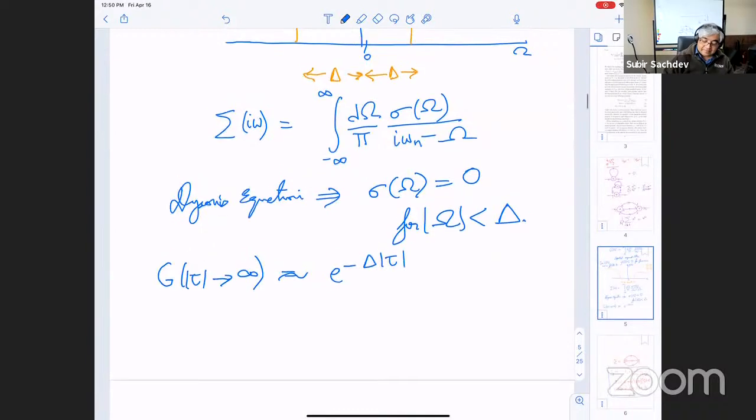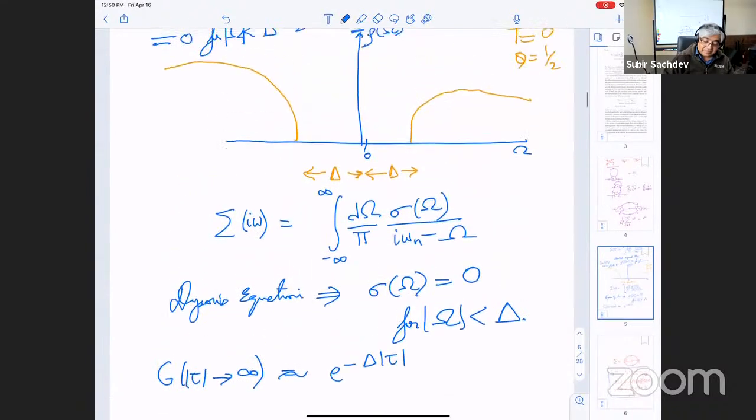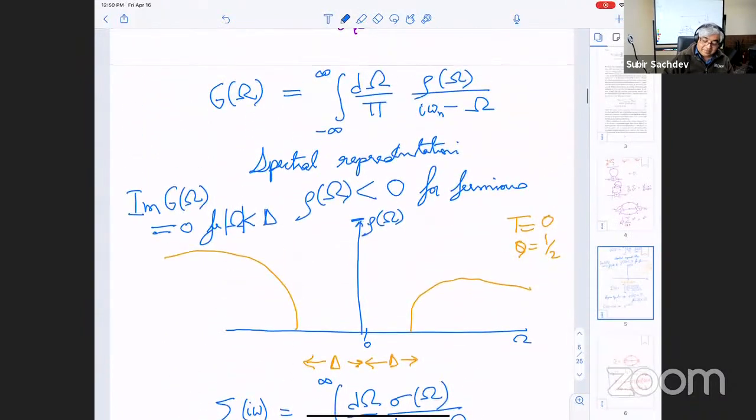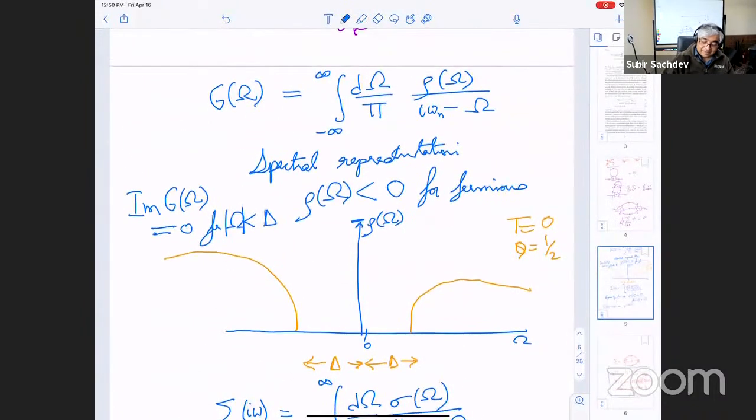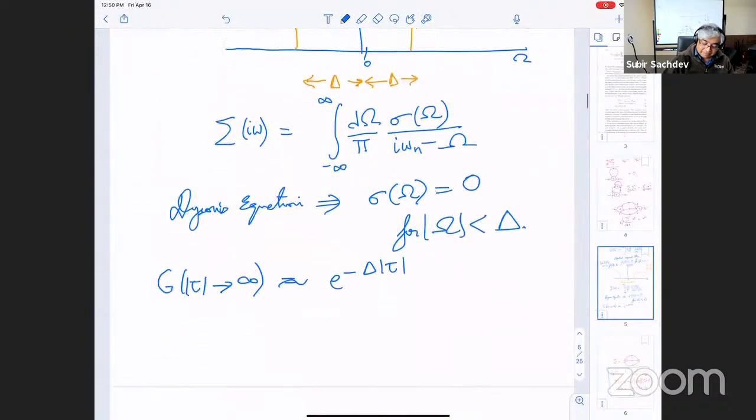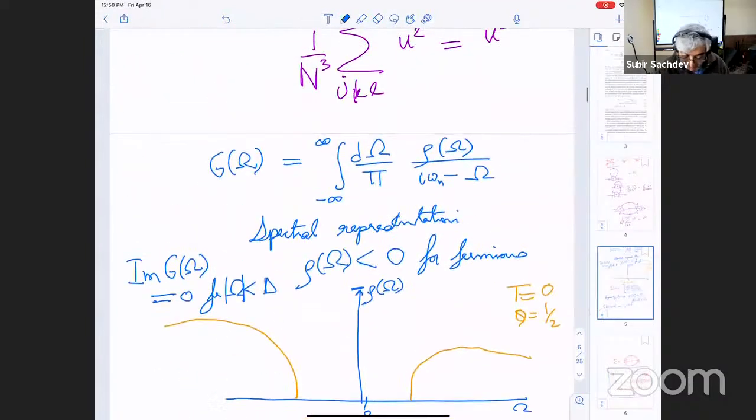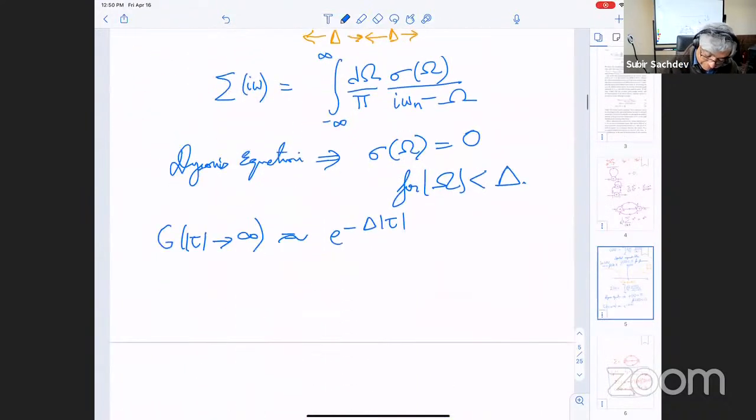So it decays exponentially in time. And how can I do that? Well, I have to do a little bit of algebra here. I have to take the Fourier transform of this expression. Let me show you how it's done.